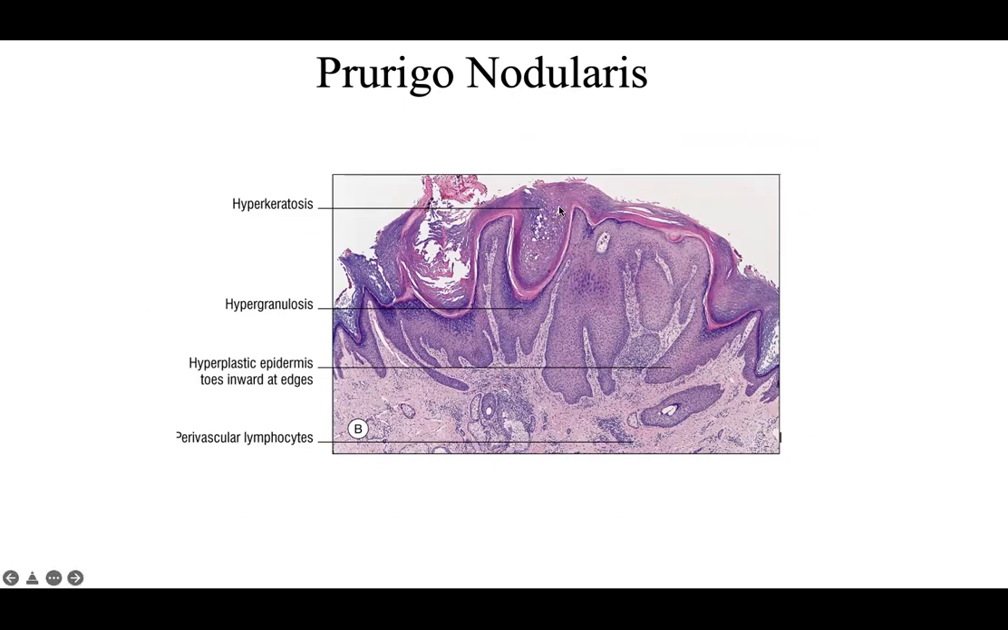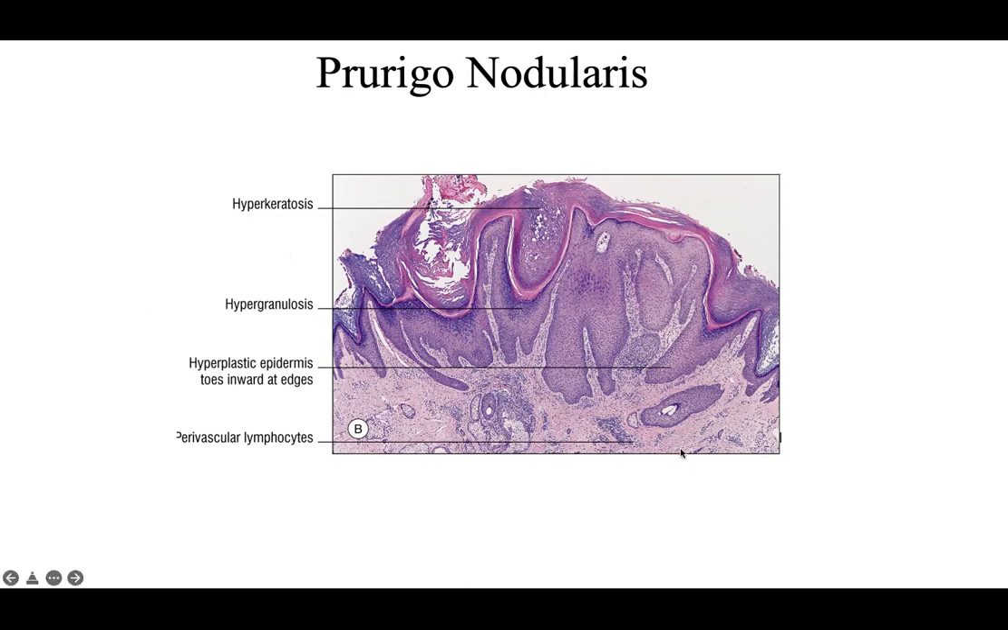And so you'll have this very thick hyperorthokeratosis, this very thick hypergranulosis, irregular elongation of the reedy ridges with some vertical streaked collagen. You'll have perivascular lymphocytic inflammation and fibrosis. So this is perfect. Now, if this is an elongated plaque or a very long plaque, then this would be lichen simplex chronicus. If it's one nodule, then it's prurigo nodularis.